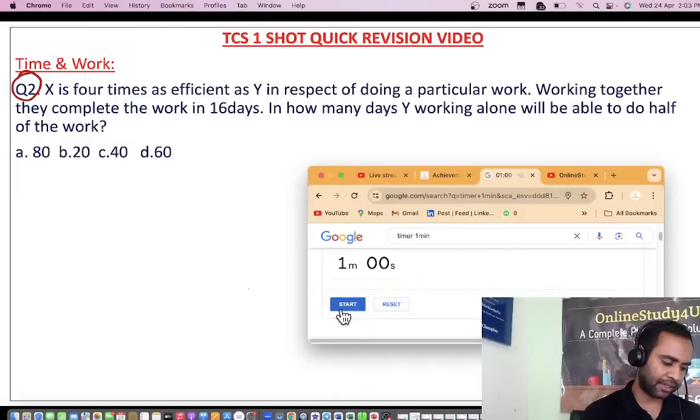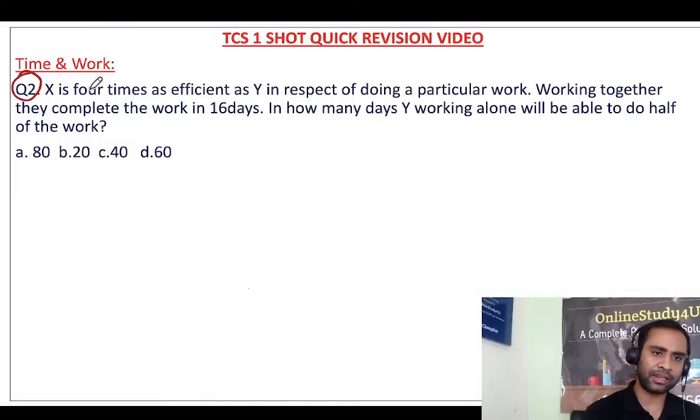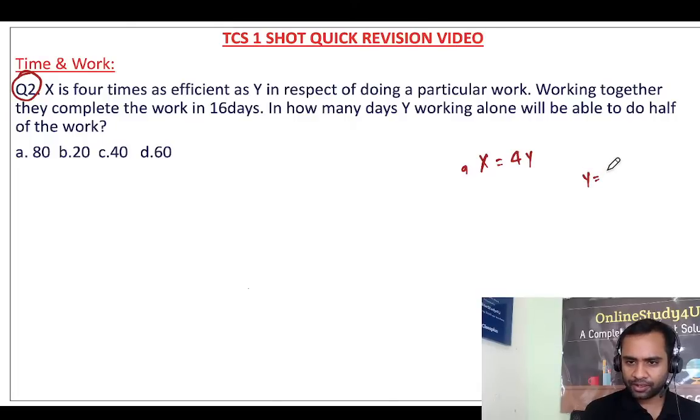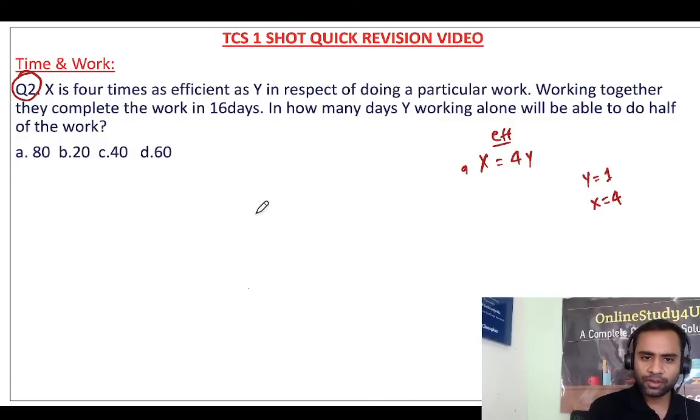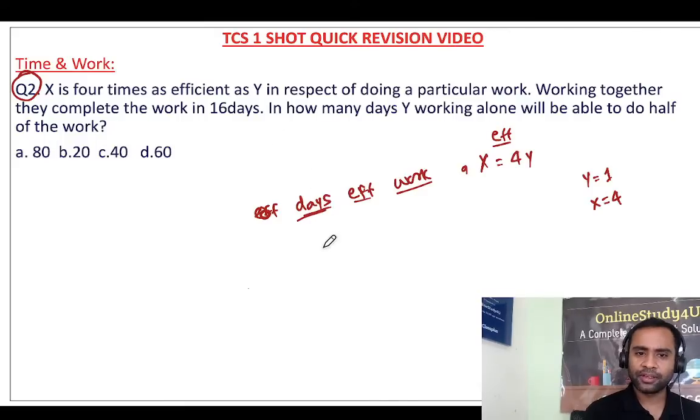Okay, now. So X is, no one has given the answer. Rani is telling 80. Yes, Pandey is telling 80. Okay. So X is 4 times as efficient as Y. That means if I consider Y efficiency as 1, then X will become 4. Sir, can I consider 2? Can I consider 3? Anything you can consider, there is no problem at all. Okay. Now, so here I will write efficiency, here I will write days. So we know days into efficiency is nothing but work. And here I will put work. Now, here I will put x, y, and here I will put x plus y. So Y efficiency is 1 when I assumed, then X became 4, and x plus y will become 5.